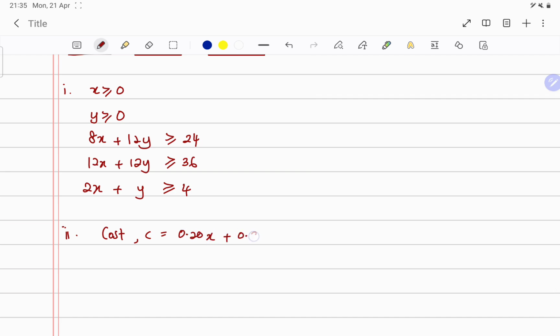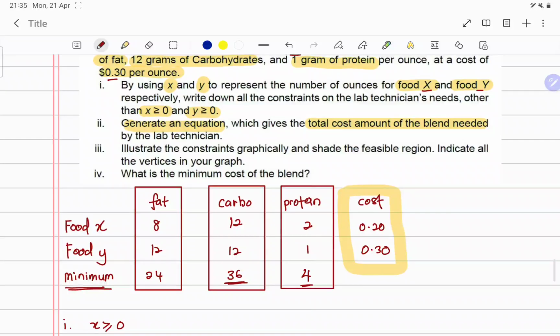0.2x plus 0.30y, so that is the equation that can give the total cost amount of the blend, which is from food X and food Y. Now the next question, they ask us to illustrate the constraint graphically and shade the feasible region, which means we need to find the region that intersects with each other, and we need to give the answer of the vertices, which means give them the coordinates of the vertices.